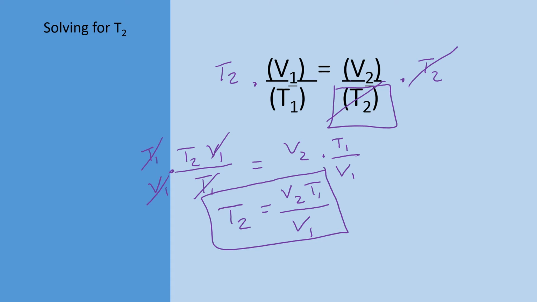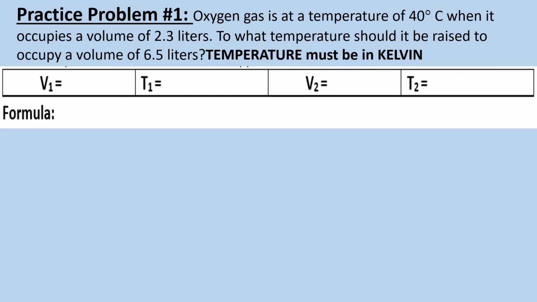Okay, now for a few practice problems. Okay, so practice problem 1. Oxygen gas is at a temperature of 40 degrees Celsius when it occupies a volume of 2.3 liters. To what temperature should it be raised to occupy a volume of 6.5 liters?